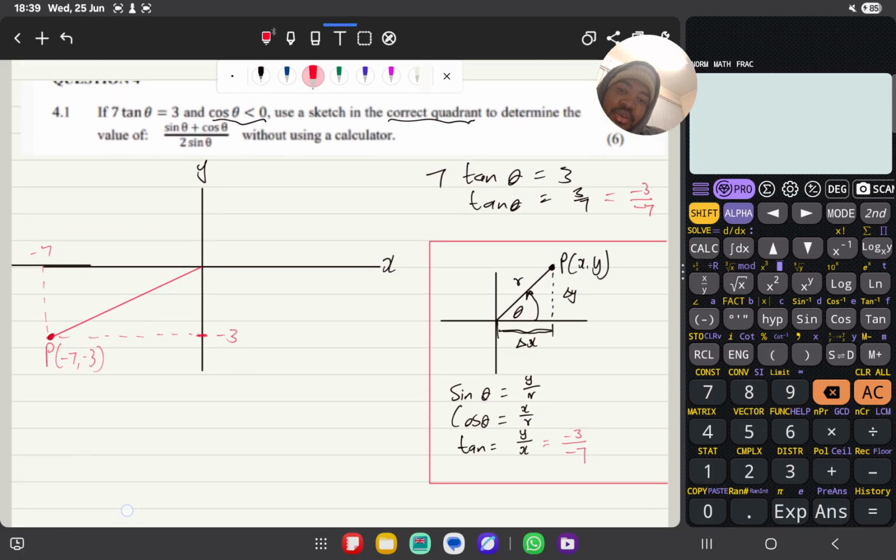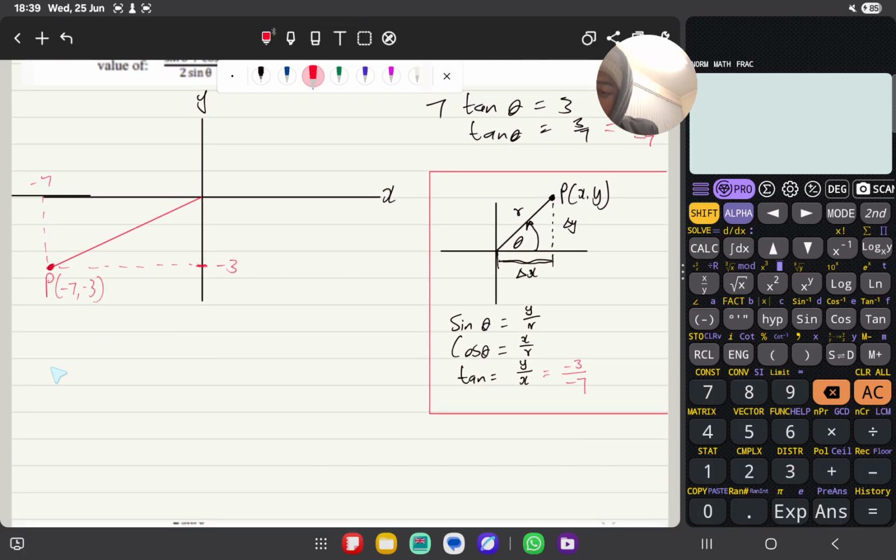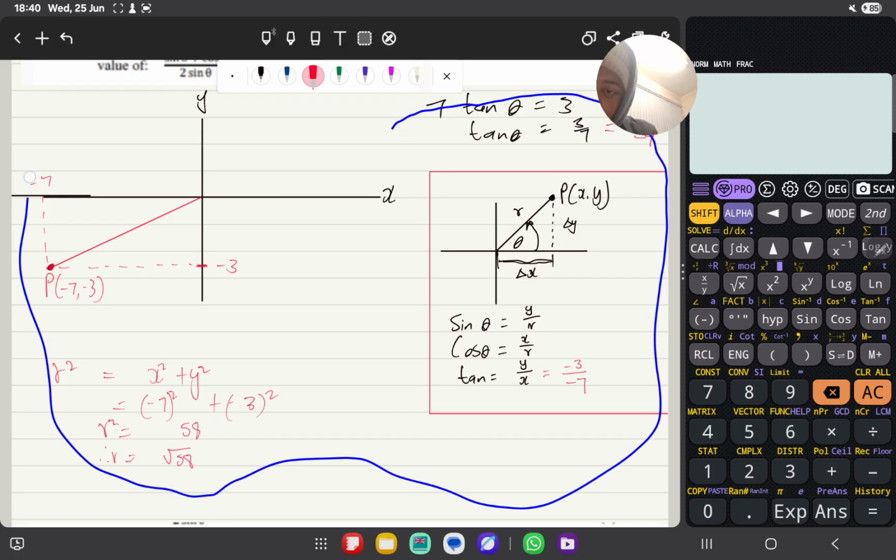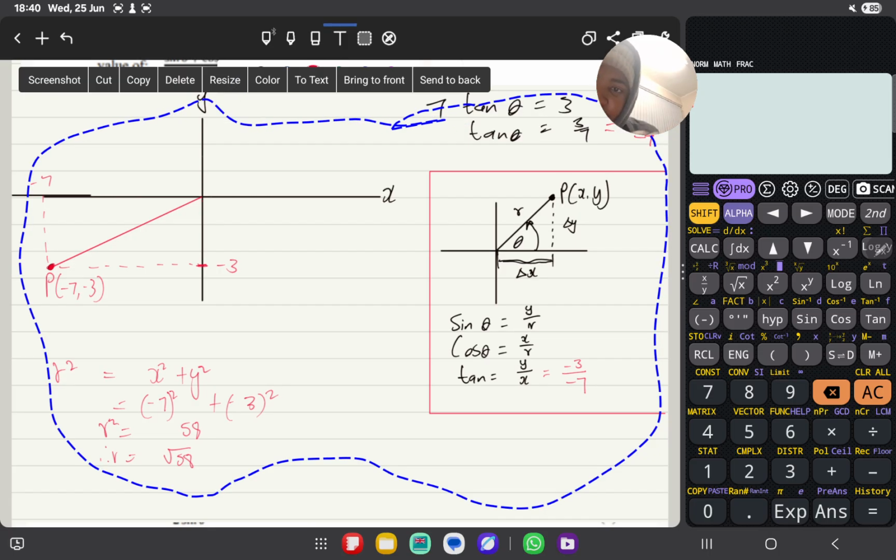Cool. So first things first, we need to find r. To find r, the formula is r squared equals x squared plus y squared. That is minus 7 squared plus minus 3 squared, which is basically 58. Therefore r is equal to the square root of 58. So you have found r. Now I want to take these and everything here and resize it.